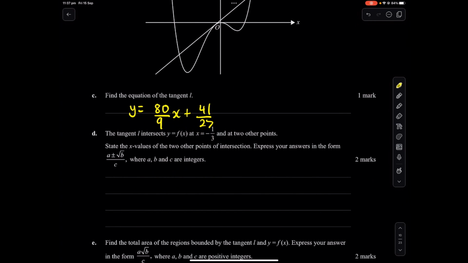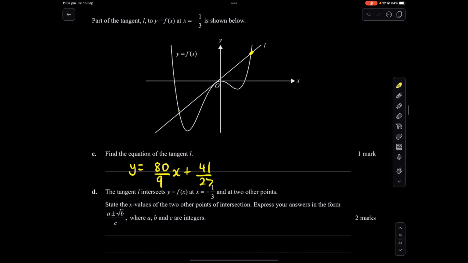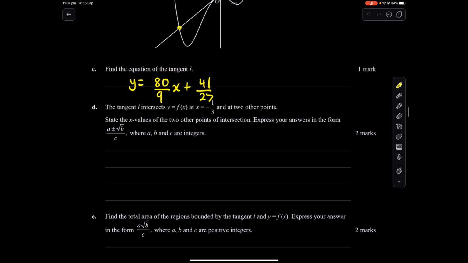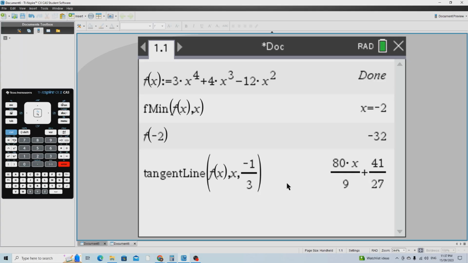The tangent L intersects f of x at this point and two other points, right over these 2 points. State the x values of the 2 other points of intersection. Express your answers in this form, where a and b are integers. Okay, so what we want is f of x to equal 80 over 9 x plus 41 over 27. So let's do it on the calculator.